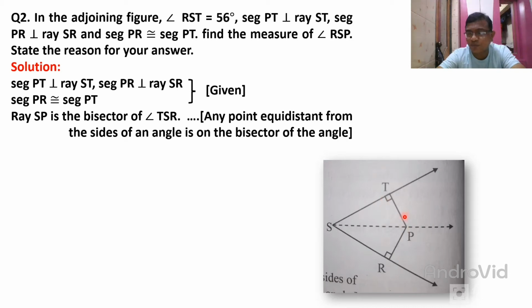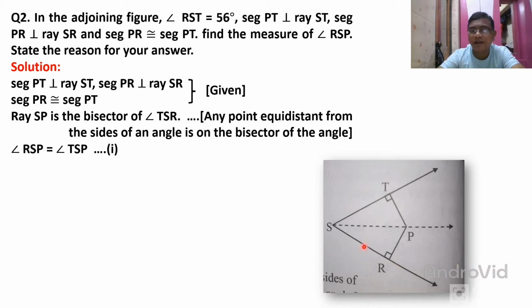What is the distance of PT? That is the distance of PR. So they are equidistant, same distance. Equidistant means same distance, so they are congruent. That is already given. Segment PR congruent with segment PT, that is given. So it is the angle bisector. SP is the angle bisector.